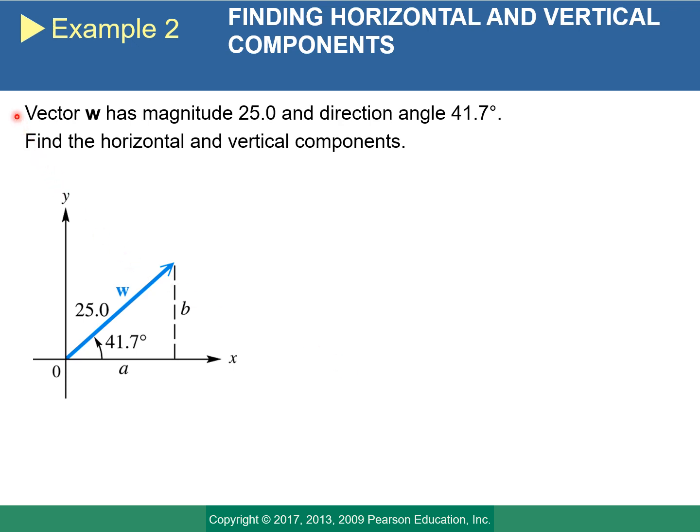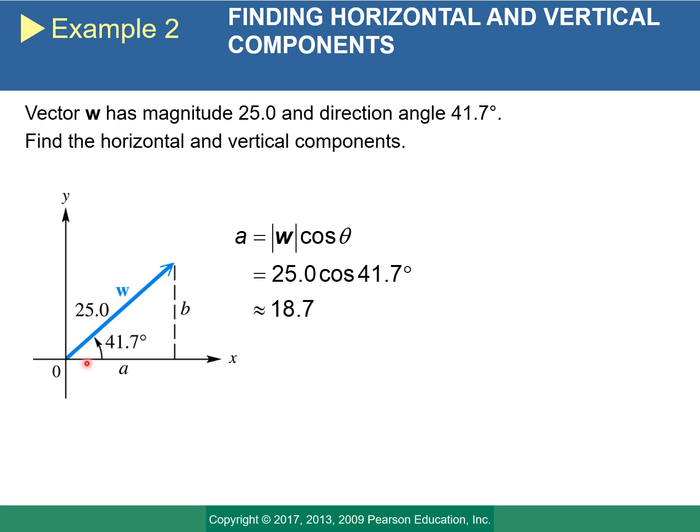Let's try this example. Vector W has magnitude 25, so 25 units, and direction angle 41.7 degrees. Find the horizontal and vertical components. Before we even learned anything about vectors, you could solve this problem, but now we're just naming things in terms of vectors. In the past, this example would have said something like, given this picture, find the adjacent side and the vertical opposite side of this triangle. So you already know how to do this, but it is just the formulas we talked about a moment ago.